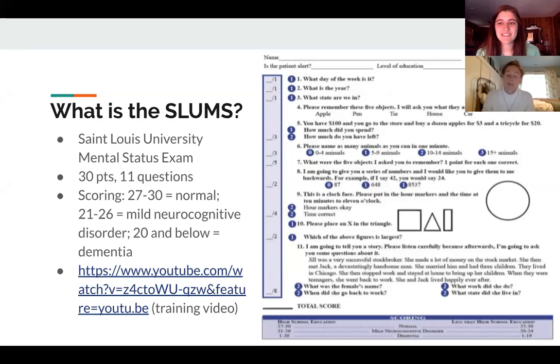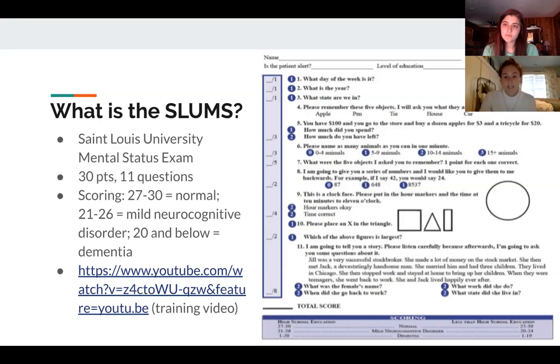So what does the SLUMS stand for, you might ask? Great question. It stands for St. Louis University Mental Status Exam. This exam or assessment is really targeted towards measuring one's cognitive ability. It has 11 questions and it's scored to 30 points. It's going to measure that cognitive domain. Within that, it's going to look at attention, immediate and delayed recall, orientation, numeric calculation, visual spatial functioning, and just executive functioning in general.